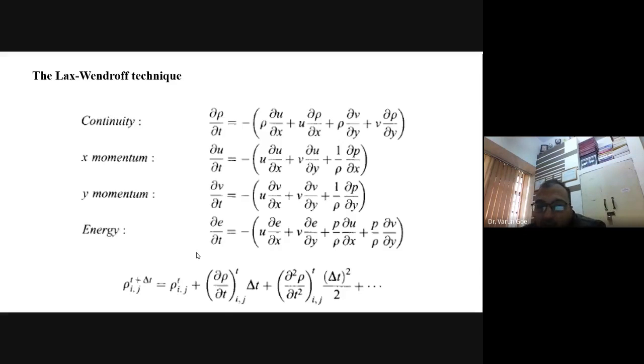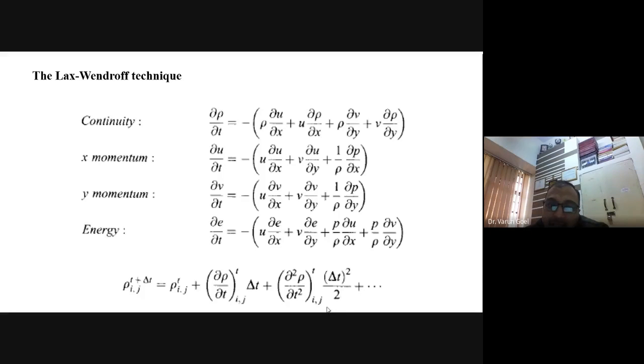If I know the value at a previous time step, if I know the value of rho ij t, if my t is equal to 0 and I know the initial value, then with the help of the Taylor series I can get the value for rho ij t plus delta t, that is equal to rho ij t plus del rho by del t at ij t times delta t plus del square rho by del t square at ij t times delta t square upon 2 plus and so on and so forth.